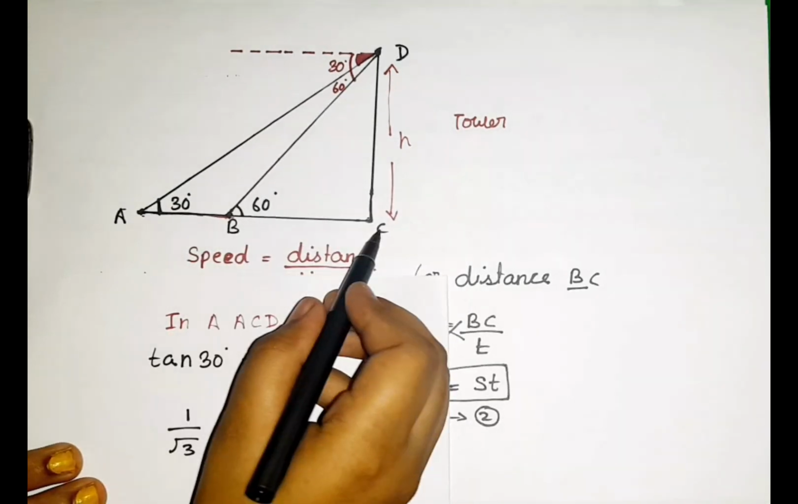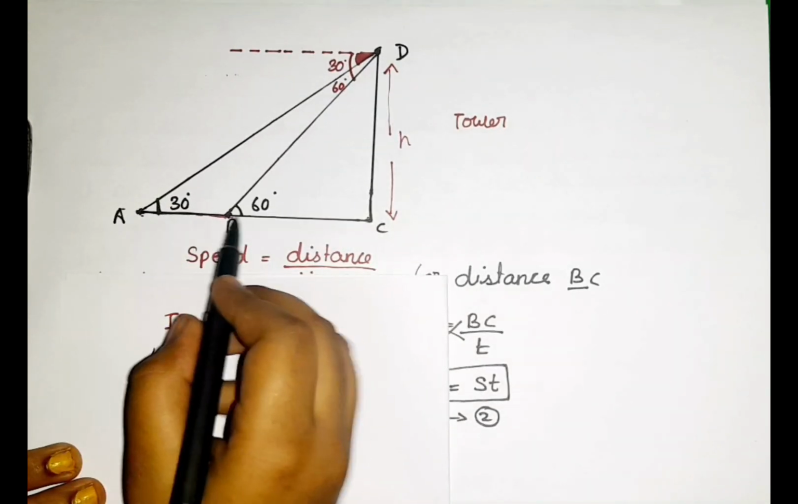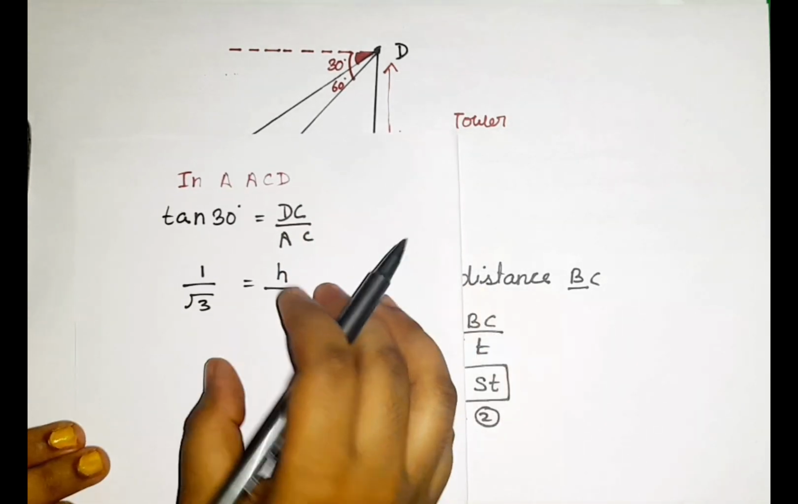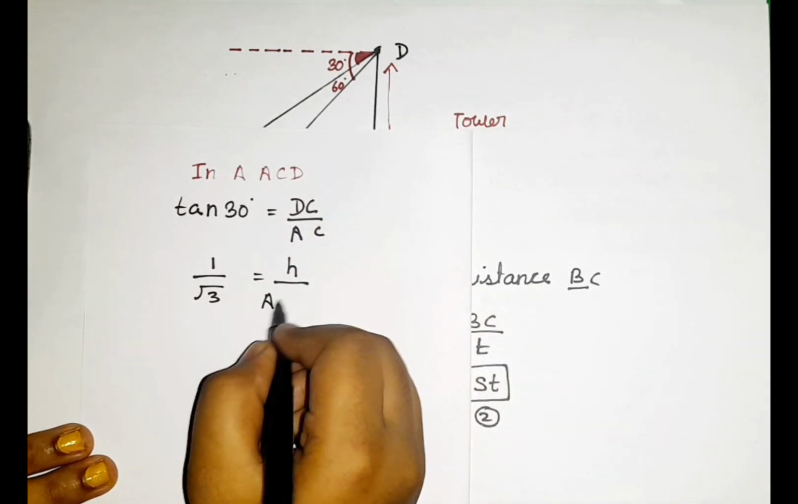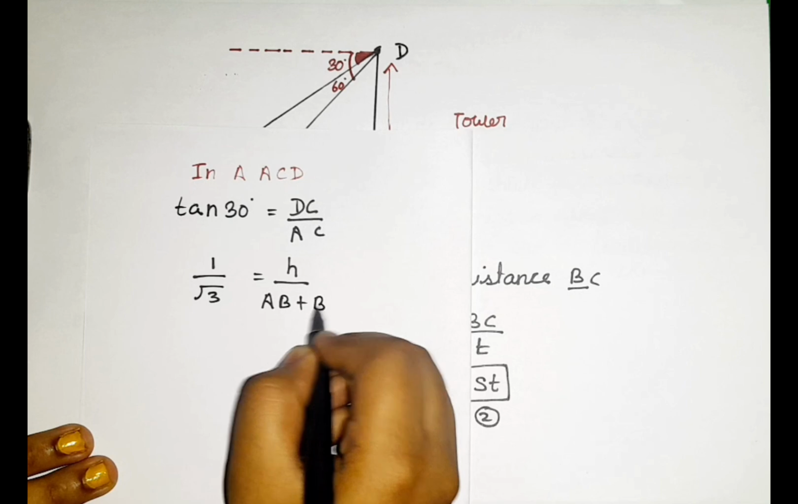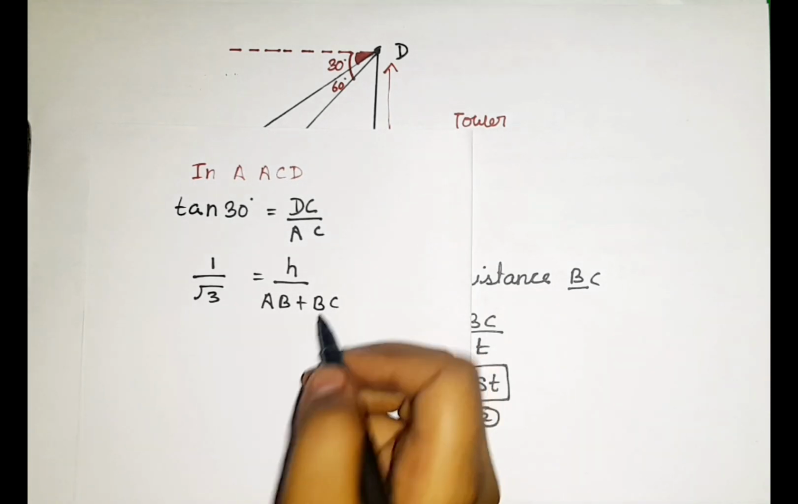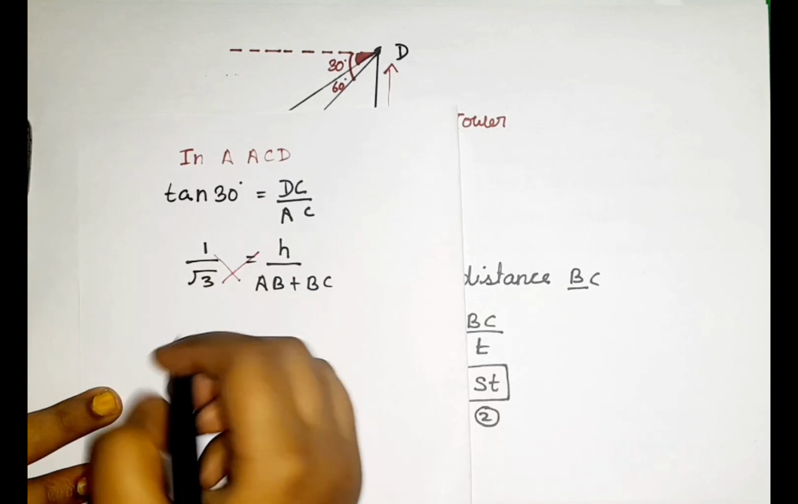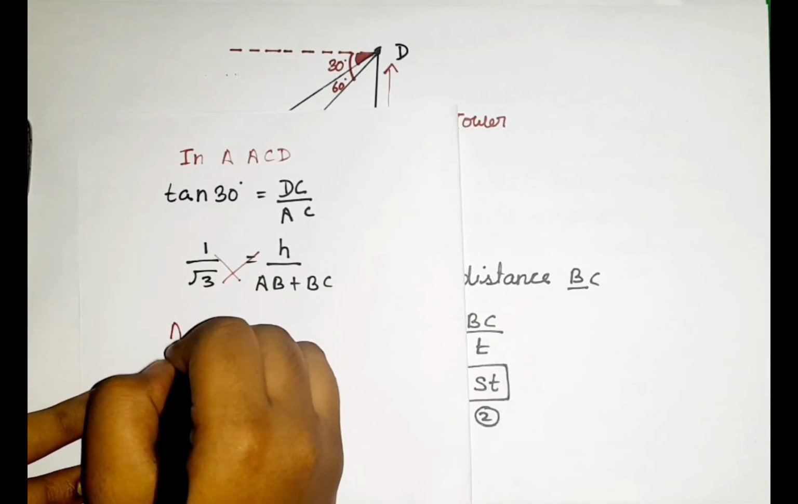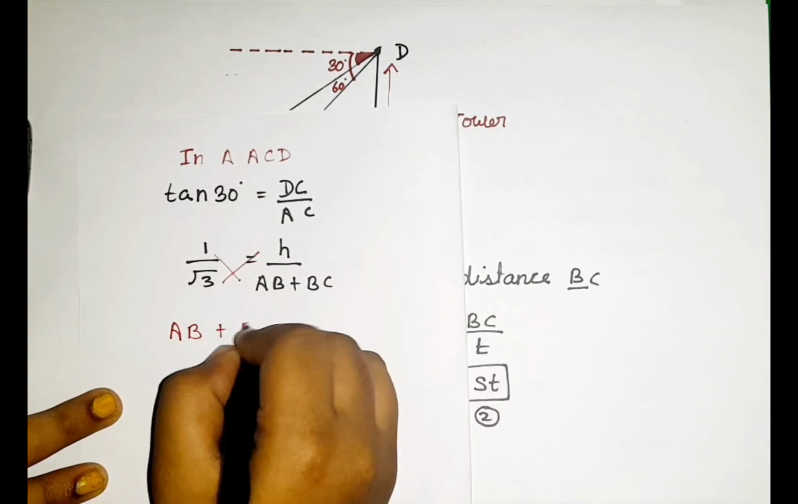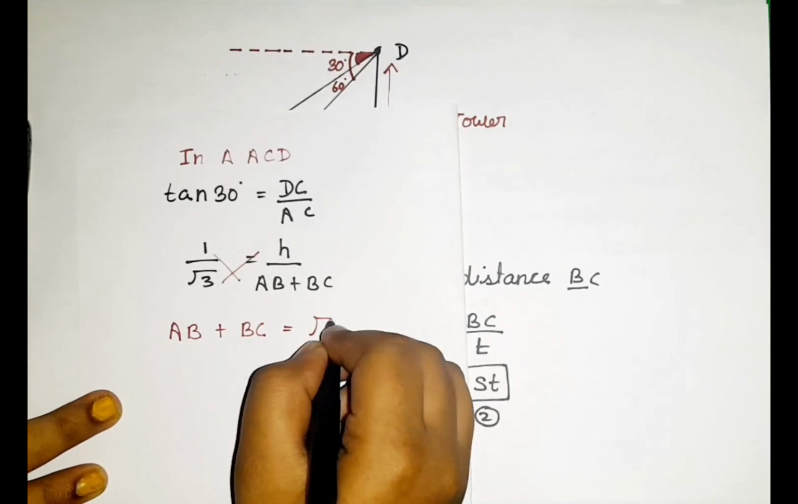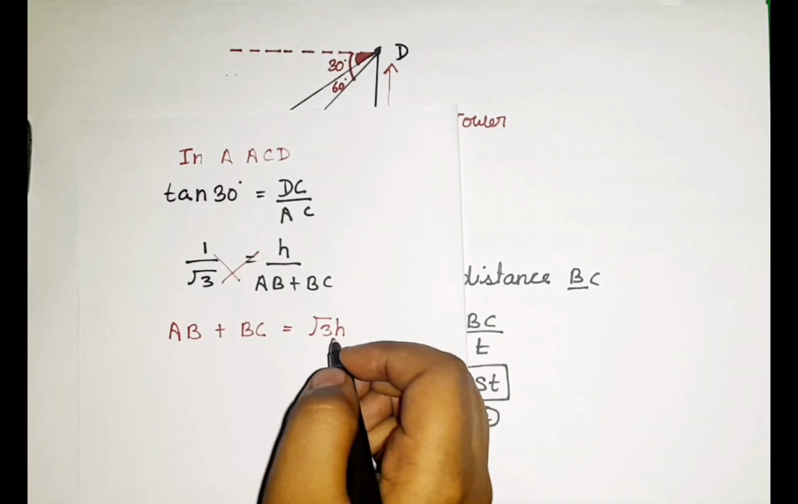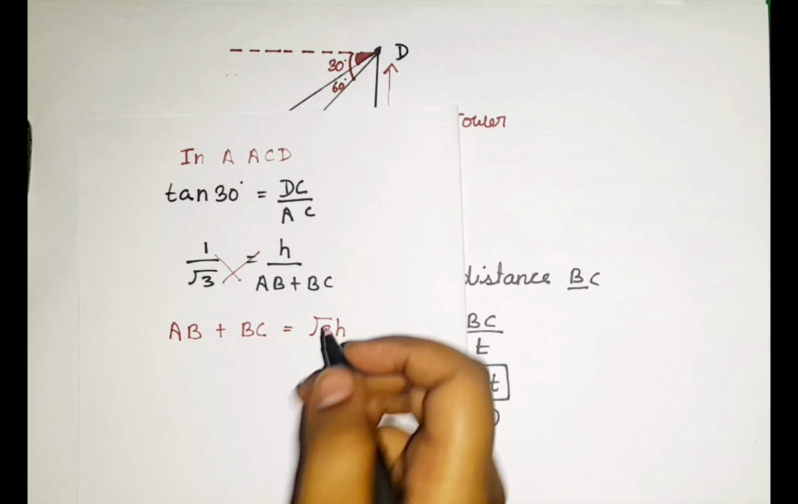AC is right over here. We can actually write it as AB plus BC. So let us write AB plus BC. Now of course you guys know we are supposed to cross multiply. When we cross multiply, we will get AB plus BC is equal to root 3 H. So we will get something like this.